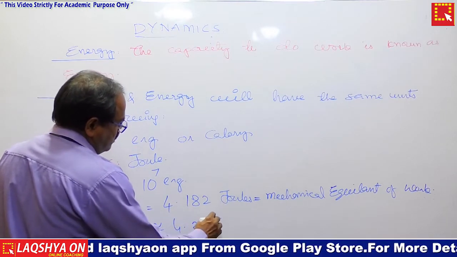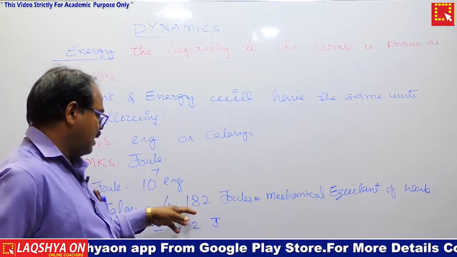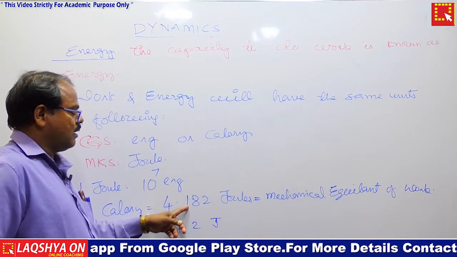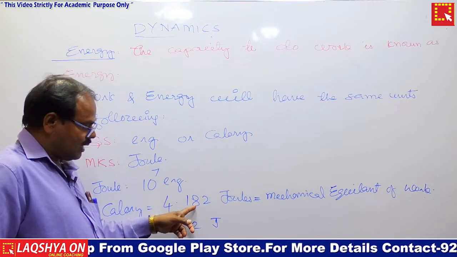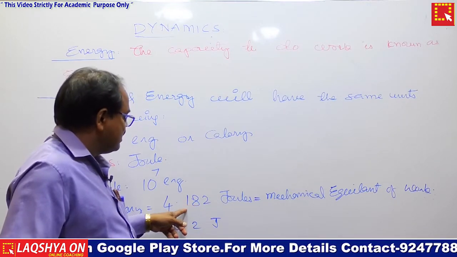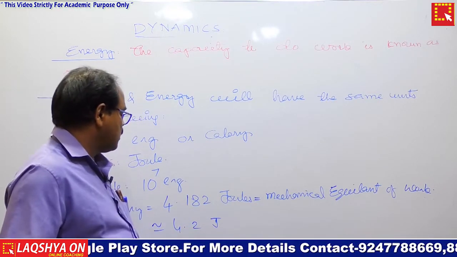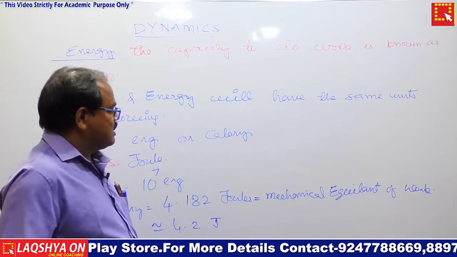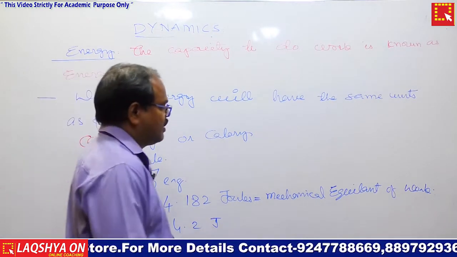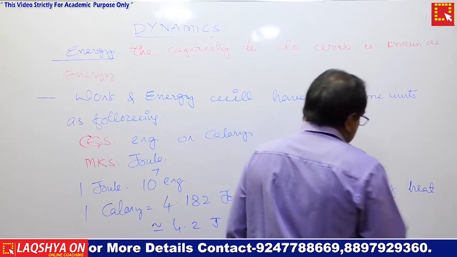So this is 4.182. The hundredth decimal is more than 5, so 1 is added to the tenth decimal, and it is rounded off to 4.2. We call it 4.2 joules. Therefore, 1 calorie is equal to 4.2 joules. This 1 calorie or 4.2 joules is also known as the mechanical equivalent of heat, or mechanical equivalent of work, or mechanical equivalent of energy.